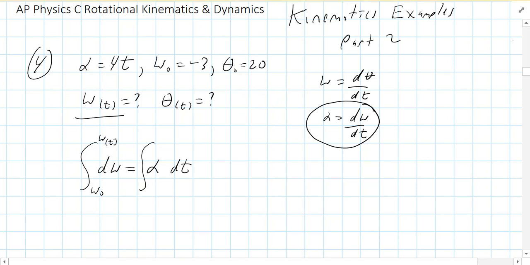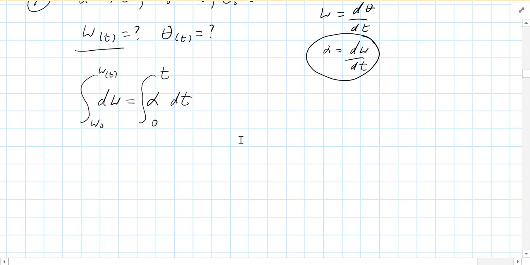For the most part in this course, we're always going to be doing definite integrals, so it's critical that you put limits on your integrals. When we're at omega naught, that's a time of 0, and then we're going to go to some future time t. So those are the limits of our integral. Now I'm going to actually integrate, but I'm going to do one more thing first: I'm going to sub in my alpha term there.